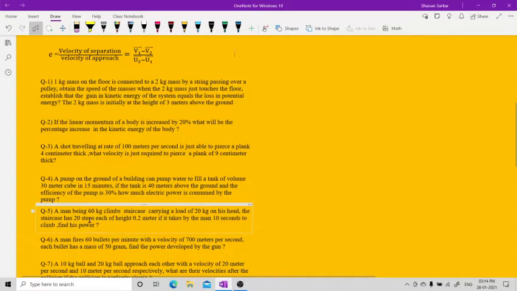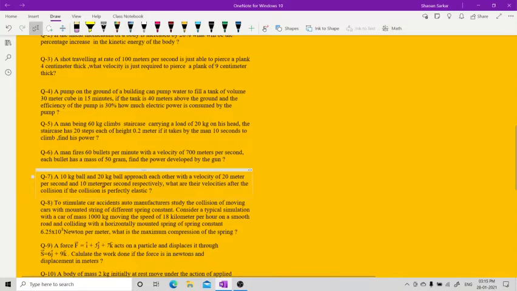Now in this, a 60 kg man climbs a staircase carrying a load of 20 kg. He has to climb 20 steps, and each step is 0.2 meter high. It takes the man 10 seconds. Find his power. A bullet is fired, 60 bullets per minute, with a velocity of 700 meters per second, and each bullet has a given mass. Find the power developed by the gun.